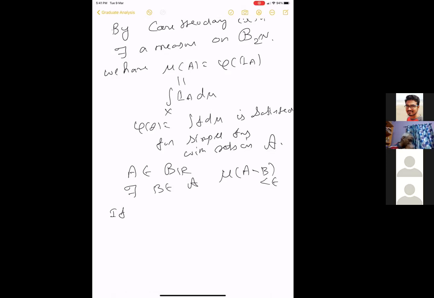It's all for positive functions. Yeah, it's true for all these kinds of functions, simple functions. Then any continuous function, any measurable function, can be approximated by simple functions from this. Okay, so these things imply that phi of f equals the integral of f d mu for all continuous functions.